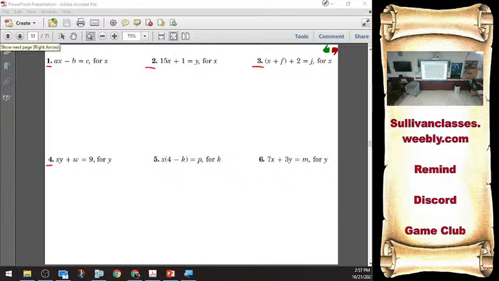Why is there a comma? It's telling you what to solve for. Here's the equation, solve for x. Here's the equation, solve for y. Can you simplify what's inside the parentheses? No. So, get rid of them, because you can't add them together. There's no numbers smashed up on them, so there's no distribution. It's just x plus f plus 2 is j.